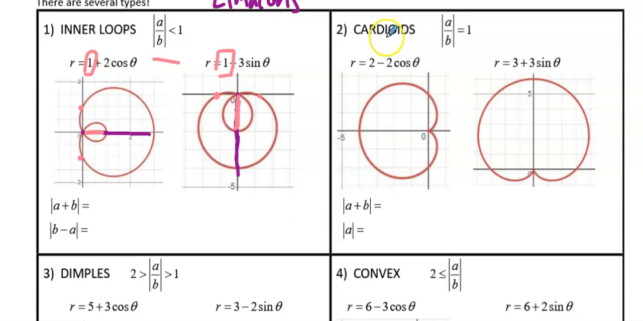Cardioid is special, it's a special type of limaçon, where the A and the B are equal to each other. So it says A over B has to be equal to 1, so they're equal to each other. So I always tell students that they're equal to each other. They love each other. They feel equal with each other. So you're going to have little hearts.